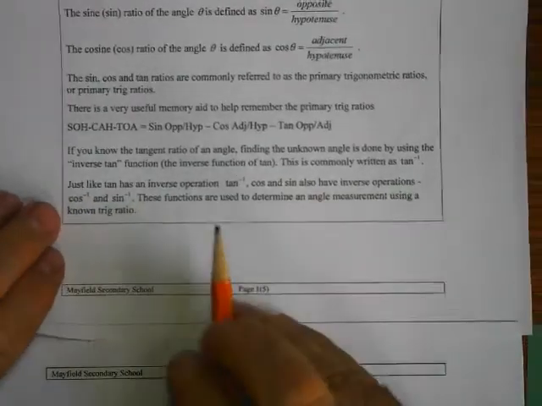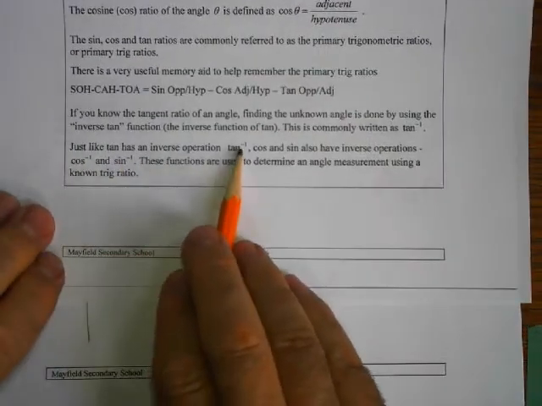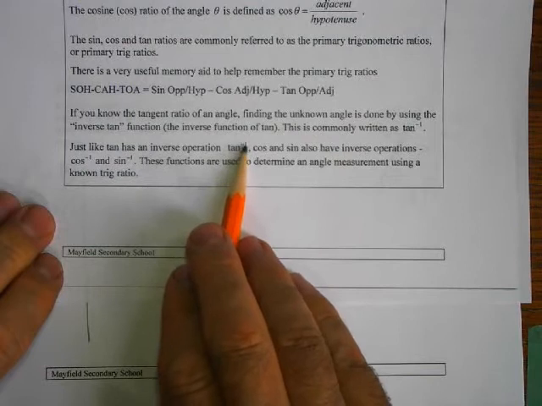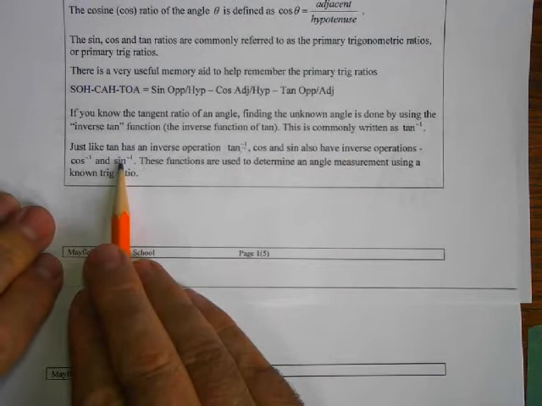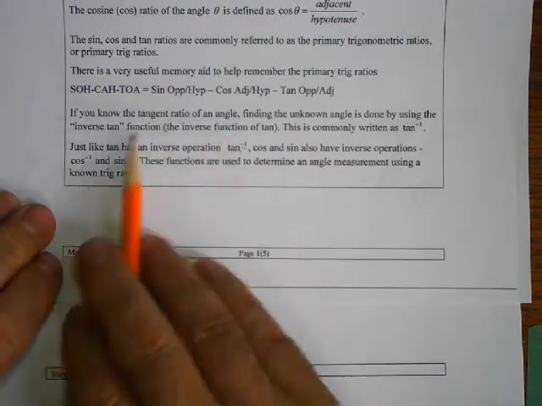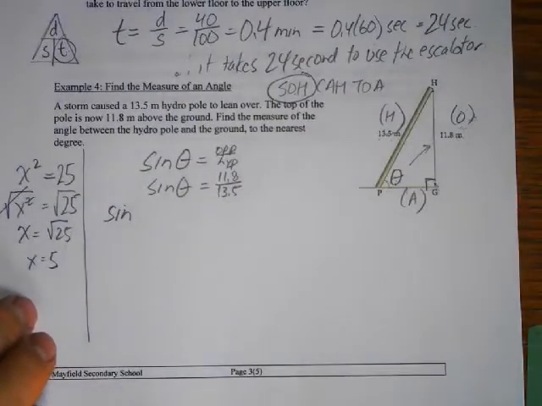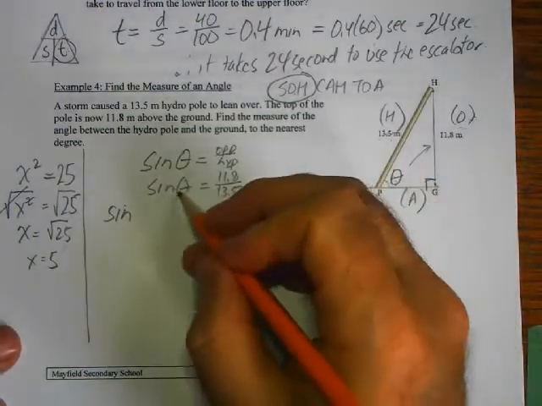Okay, so there's the tan inverse function. It's written tan with what looks like an exponent of -1, and cos inverse, and sine inverse. We're always going to have to use one of these three if we're trying to find an unknown angle in a triangle. So in this case, it's obviously sine inverse.